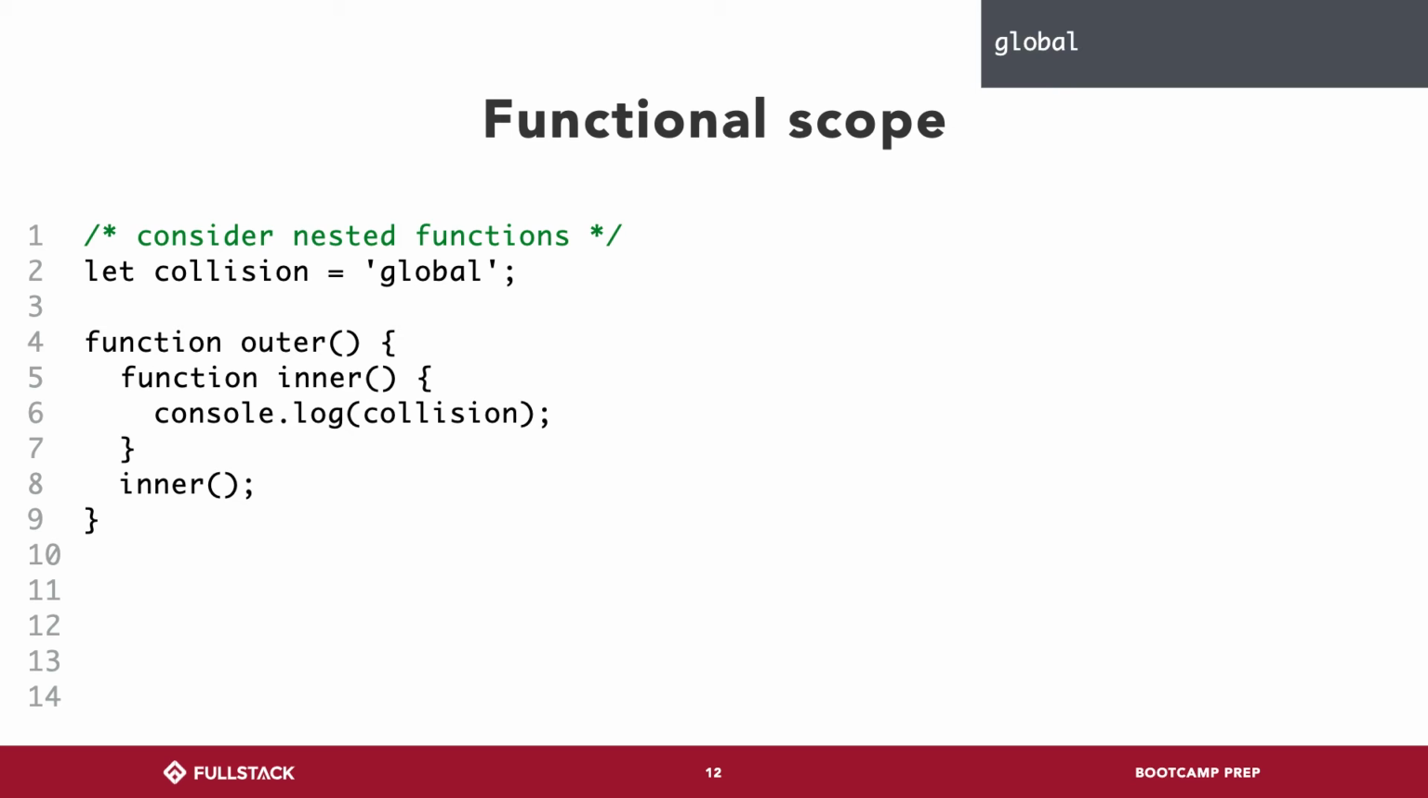And then there is nothing besides that top collision, let collision equal global. So we look in here, nothing called collision. We look in outer, nothing called collision. We look at the global scope, found it, and that's what we get in the console, global.